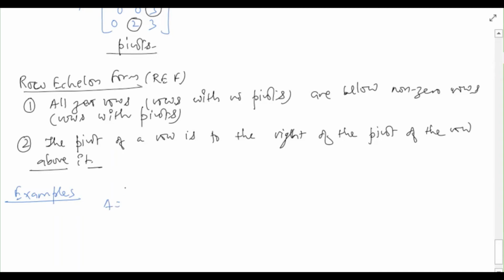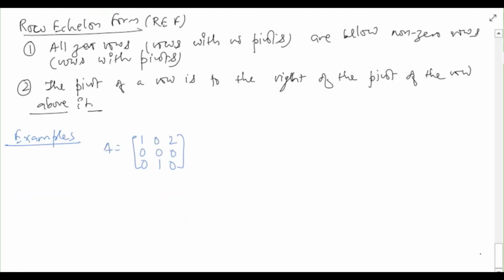Consider A equal to the matrix with rows 1 0 2, 0 0 0, 1 0. Here we see that the second row is a zero row, whereas the third row is not. So the first condition is violated. So A is not in row echelon form. Or we can simply say that A is not a row echelon matrix.